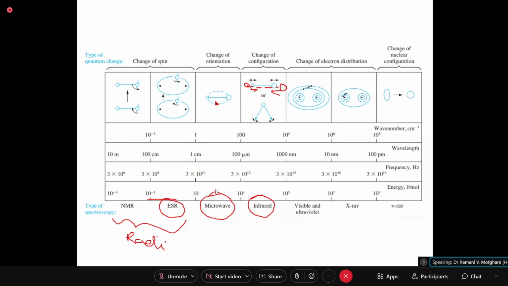Is it written anywhere? Radio frequency. Now the energy of this radiation is very low. What is important now is that in this region, the electron spin is inverted, or a change in the spin of the electron is observed when you place a compound in this particular field.